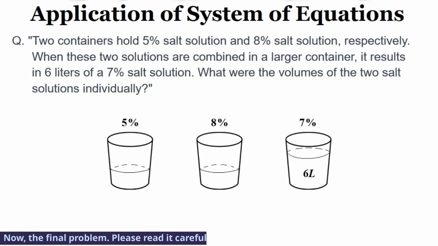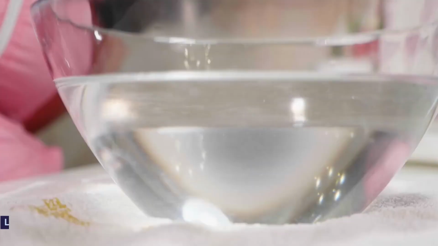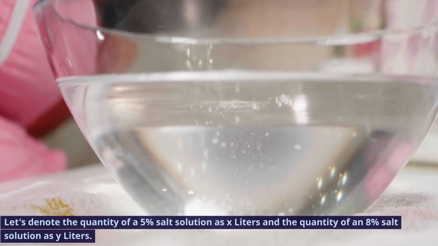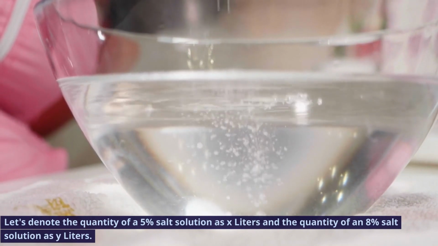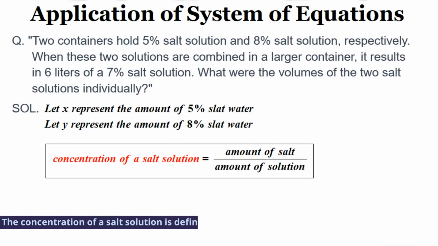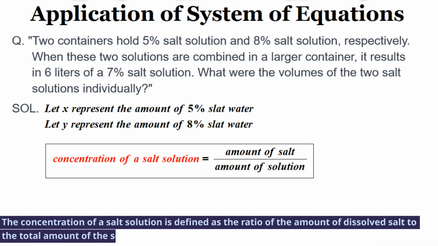Now, the final problem. Please read it carefully. Let's denote the quantity of a 5% salt solution as X liters and the quantity of an 8% salt solution as Y liters. The concentration of a salt solution is defined as the ratio of the amount of dissolved salt to the total amount of the solution.